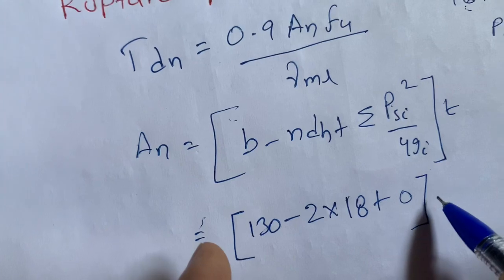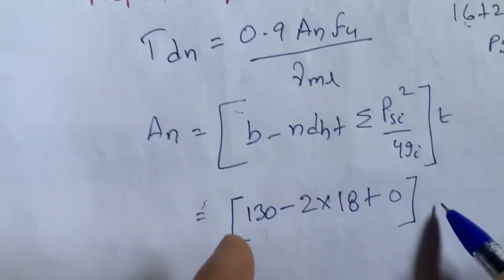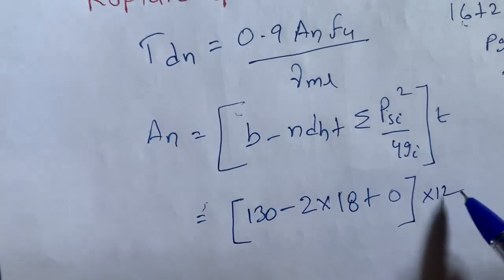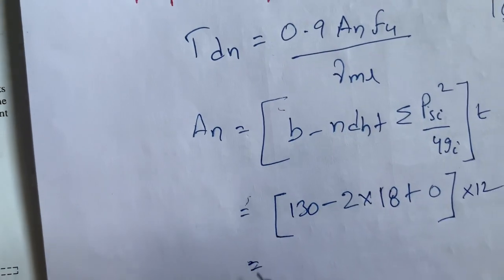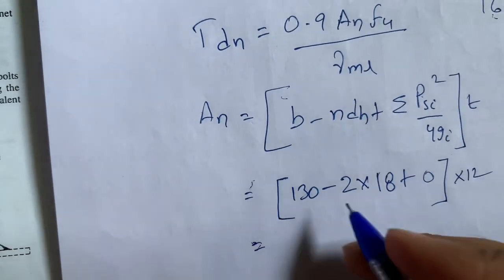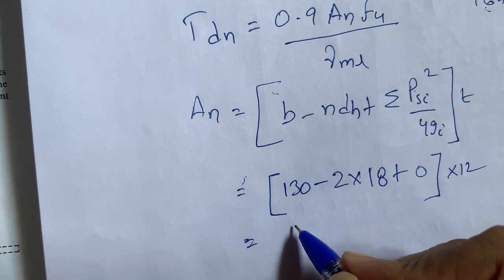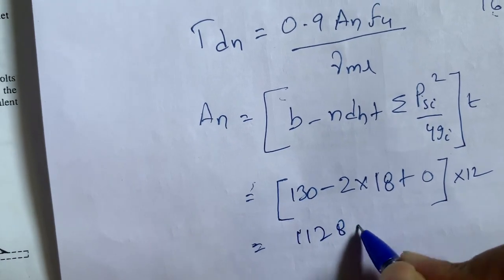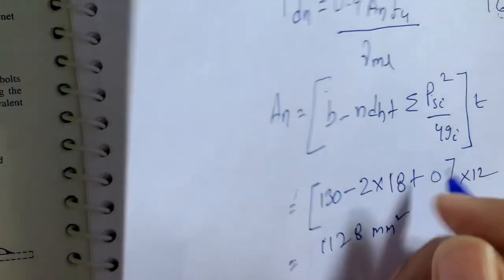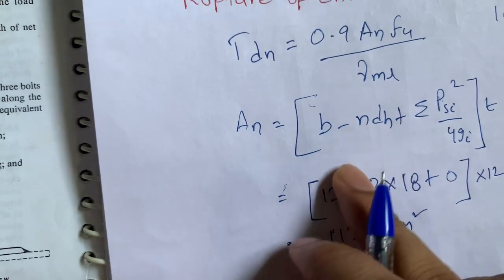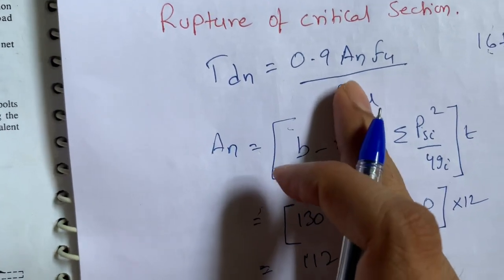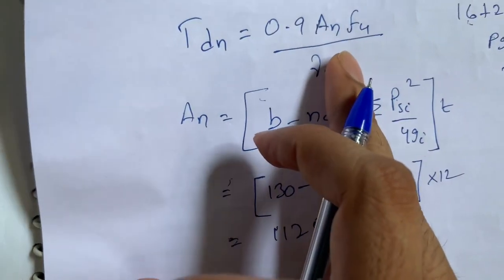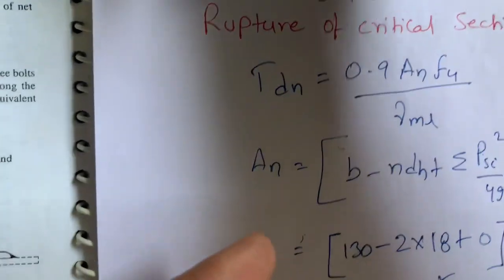Into thickness. What is the thickness? Thickness of the plate is 12 mm. So in total I got the value, already calculated, 1128 mm squared. This is the net effective area. So after finding the An, I need to substitute all the values in the Tdn equation.